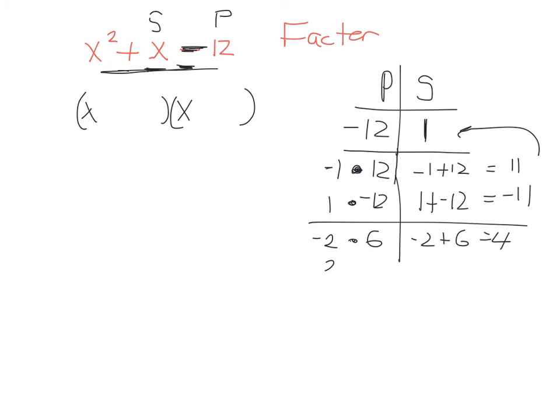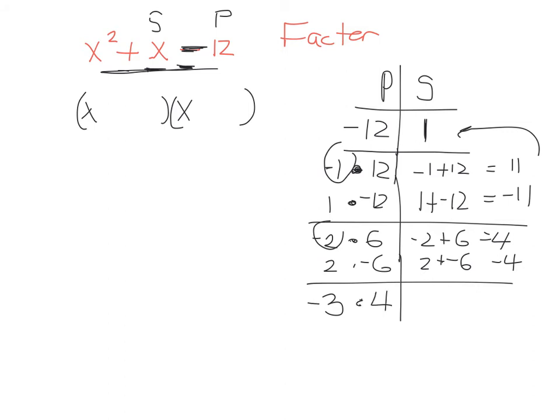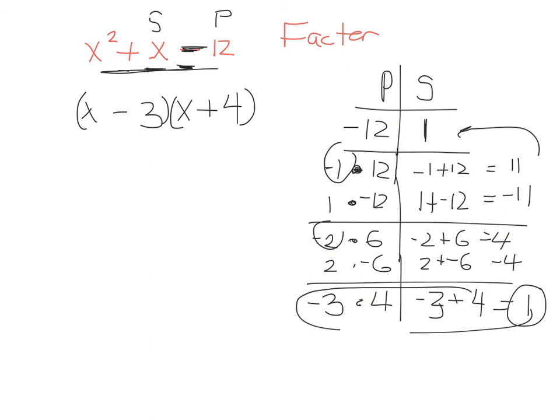No good. 2 times negative 6 is 2 plus negative 6 would give me negative 4. No good. Now I'm going to 3. So notice I started with 1, then 2, then 3. 1 has to be negative. Negative 3 times 4. If I added them, negative 3 plus 4, I would get positive 1. So this is the one I need, where I have a negative 3 and a positive 4.